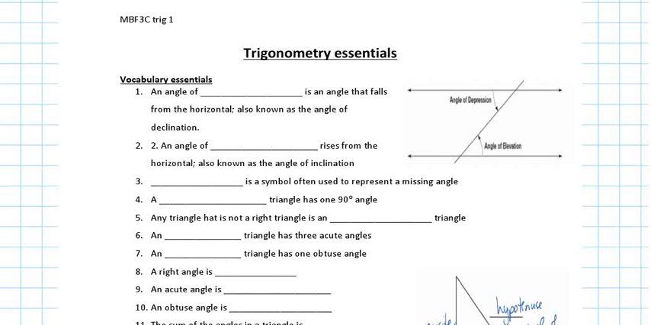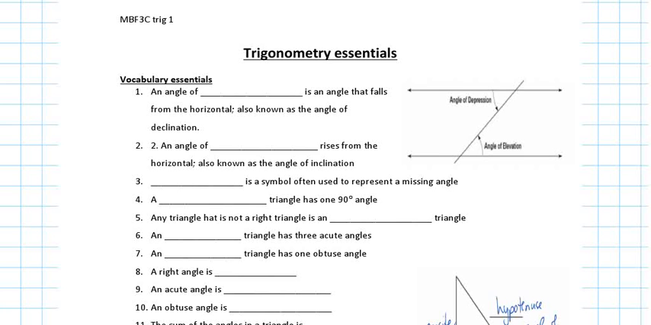Okay? We're going to look at different formulas. What formulas can I use for the right angles? What formulas can I use for the oblique triangles? Now, first of all, we're going to look at some definitions or some vocabulary that are essential for this unit. An angle of is an angle that falls from the horizontal, also known as the angle of declination.